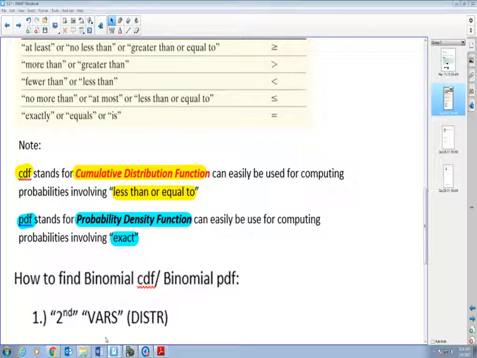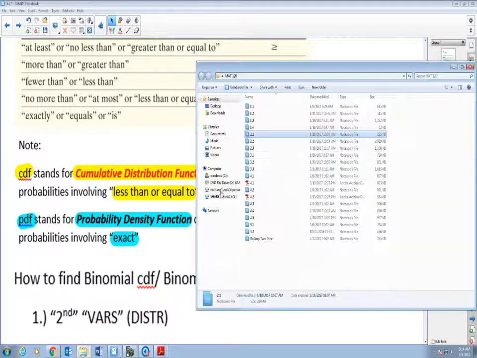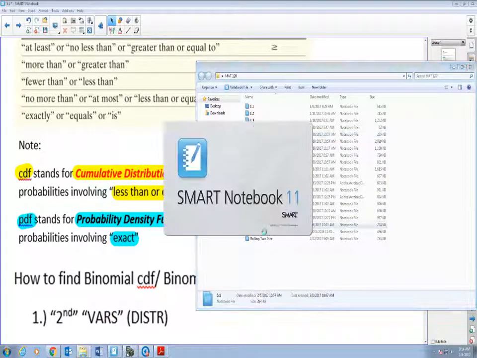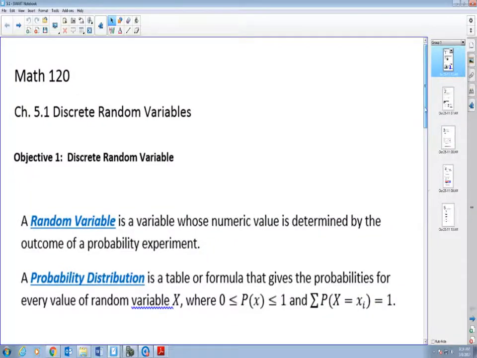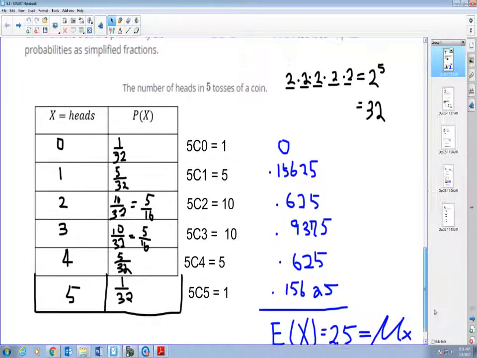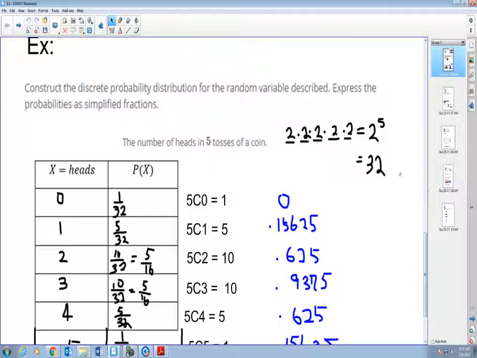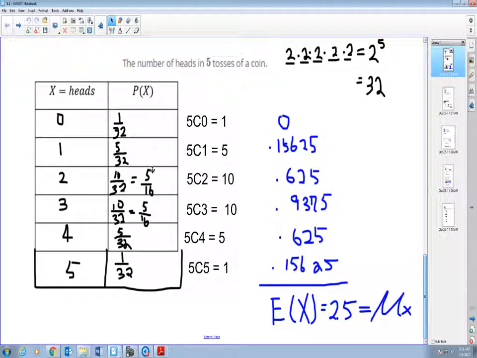What's the probability of getting heads? So if we go back and look at the example we had before, back in 5.1, I think it's a question about 5 heads. Toss a coin 5 times, and we want heads. So each one of these is a probability, from 0 all the way to 5 heads.